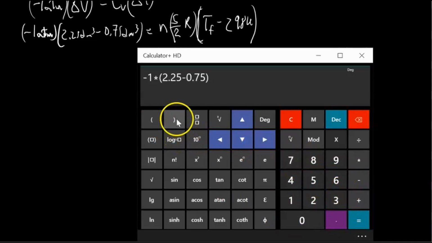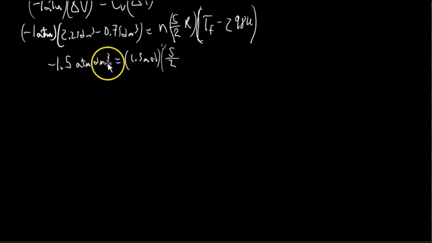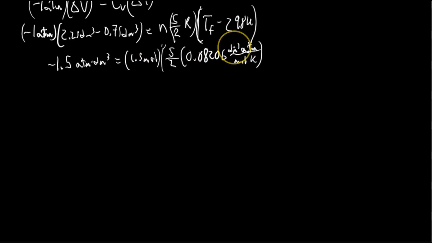2.25 minus 0.75, close brackets, so the left-hand side is negative 1.5. Could have done that in my head. Negative 1 atm times negative 1.5 atm decimeters cubed, and it is 1.5 moles times 5 over 2. Now we want to use the right R, and here we have atm and decimeters cubed, so I'm going to use 0.082061 decimeters cubed, or liters, atm per mole Kelvin. A decimeter cubed is the same as a liter. And T final minus 298 Kelvin.